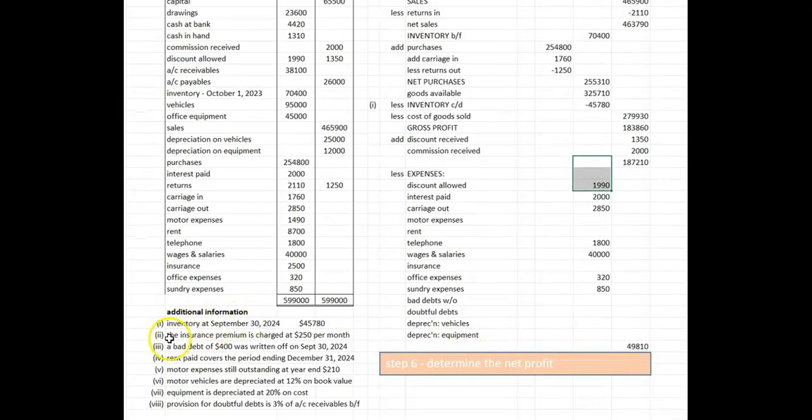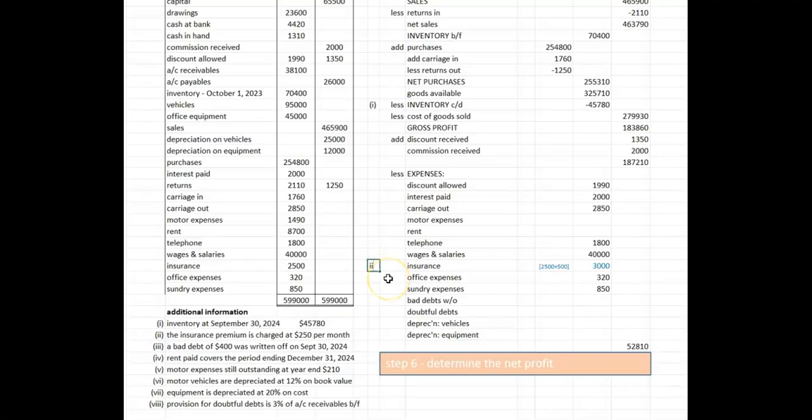Good. So the first adjustment here says the insurance premium is $250 per month. So if it's $250 per month, that would suggest then that 250 by 12 is $3,000. So the figure that should be here is $3,000. But when I look in the trial balance, I see that I only paid $2,500. So that would suggest that we owe an additional $500. All right, and that obviously will go over to the balance sheet in due process. So that is note number 2.